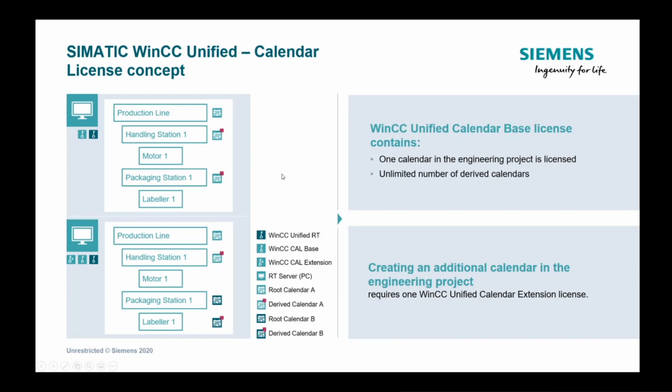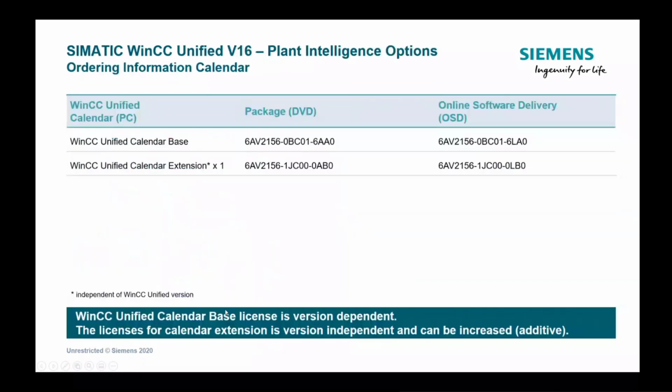If we take that example that we looked at earlier, where we've got a technological hierarchy with a single production line, and we want to expand it to a second line, we can use the base calendar license to cover the initial root calendar and all its derived instances. Then if we want a second independent calendar, so this is our second root calendar, we would require an additional calendar extension which would cover that and any of the derived calendars below that. So that means we then have 2 licenses: the base calendar, and an extension for the additional root calendar within the project.